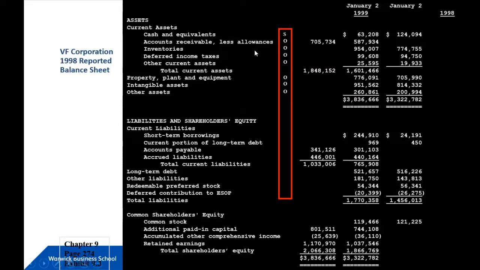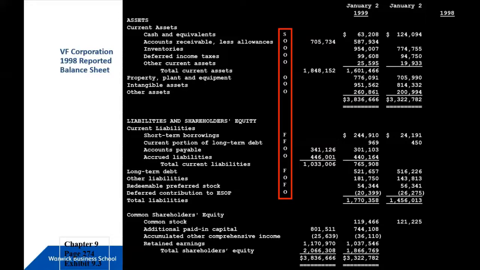If the letter O is coming, what is your idea? Is it indicating something operating or financing or investing? Yeah, good, operating. And you see that short-term borrowings, current portion of long-term debt, these are financing. Okay, long-term debt, financing.